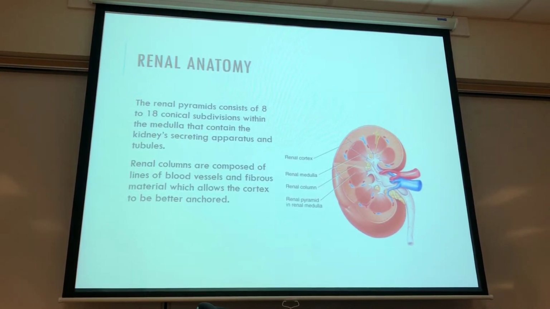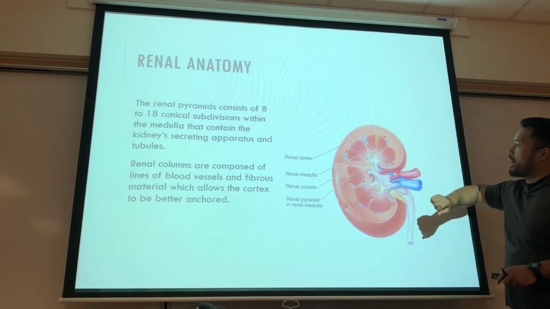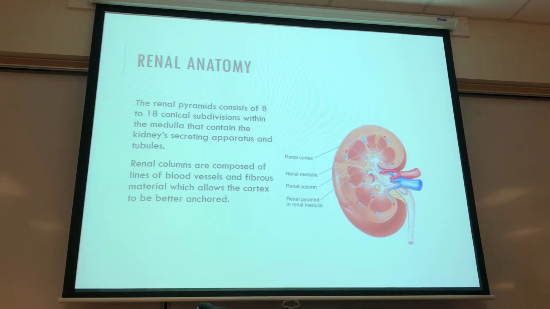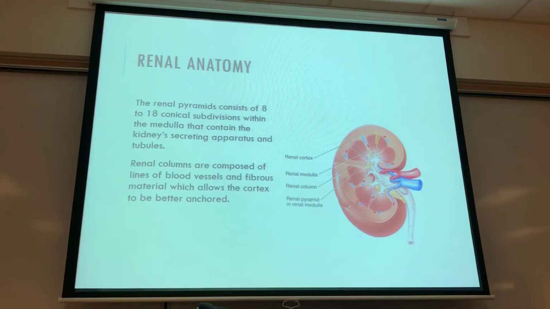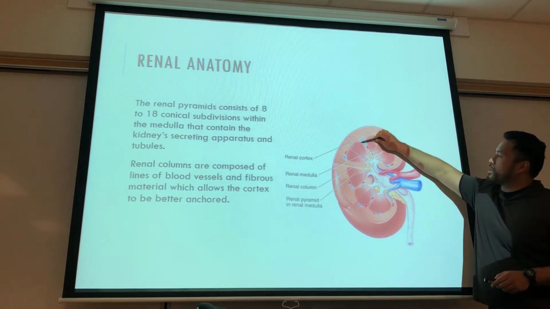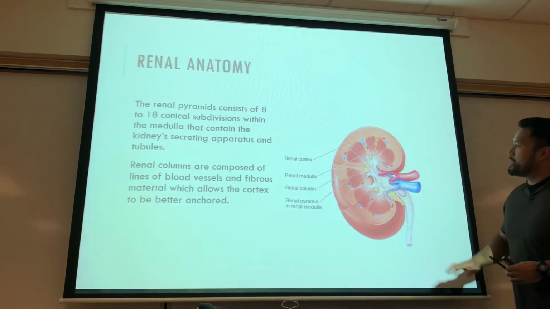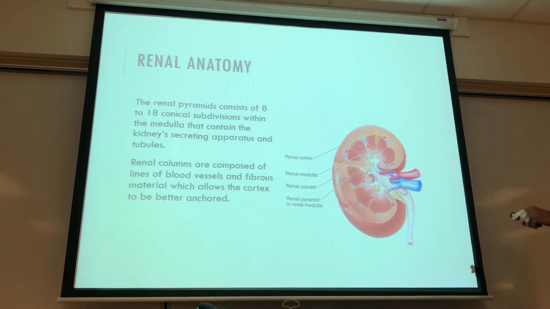So within the renal medulla, you'll be able to see different functional areas. And you'll see different pyramids. These pyramids are in the shape of cones, and they are going to contain the apparatus involved in the formation of urine. And then in between these pyramids, you'll see these columns. These columns are going to contain this fibrous material that's going to anchor the cortex with that of the renal pelvis. And then you're also going to see the flowing of blood, both arteries and veins, through these sections.